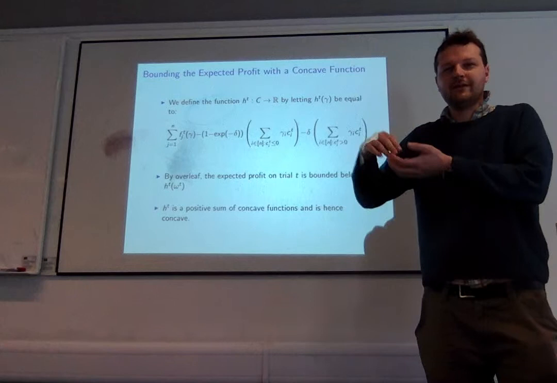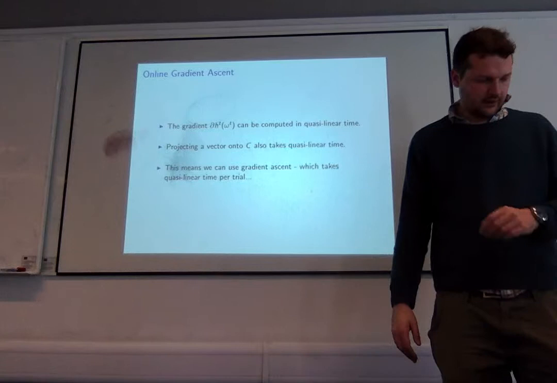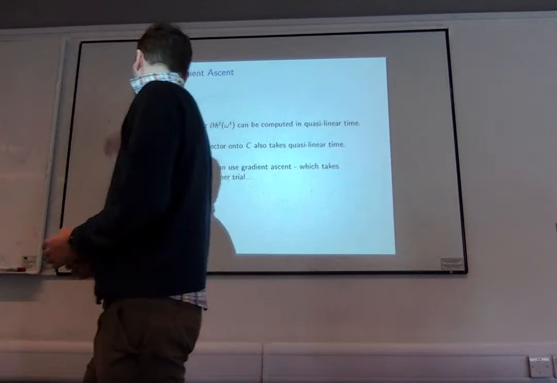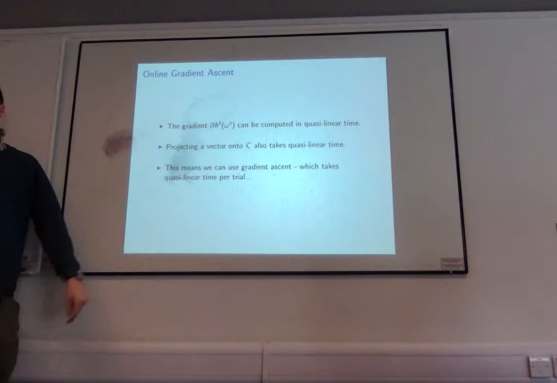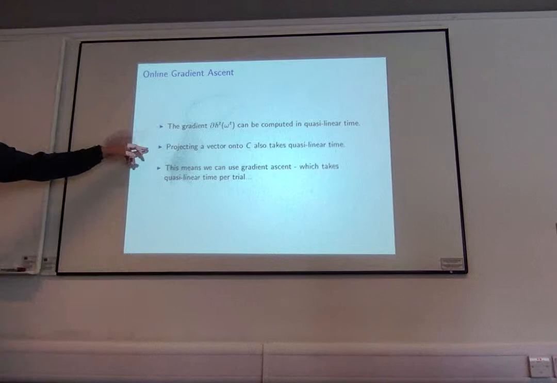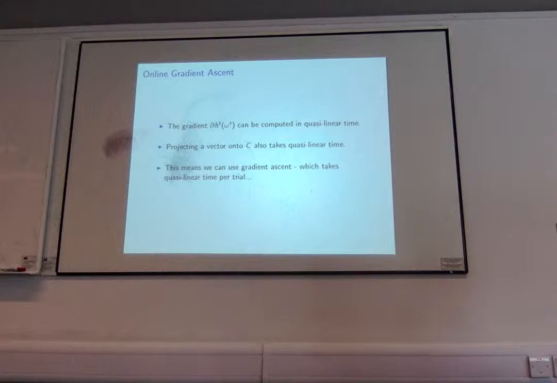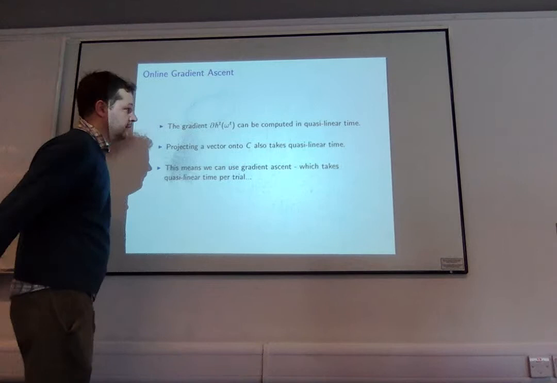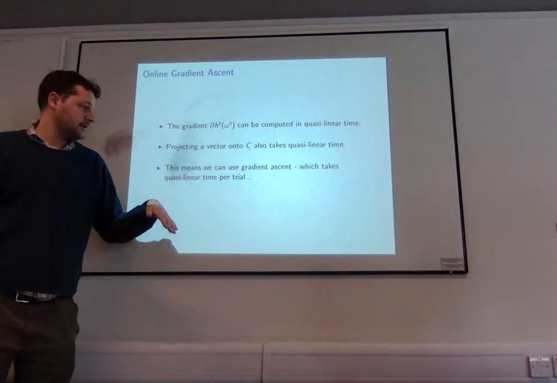That's okay. Anyway, I'm basically almost finished. So, we're going to use online gradient ascent because the gradient can be computed in quasi-linear time. To do online gradient ascent, we have to be able to project an arbitrary vector omega, which isn't in C, onto the set C. We can do that in quasi-linear time as well. The details will be in the paper. So that means we can use gradient ascent, which takes quasi-linear time per trial, and that's it, I think.